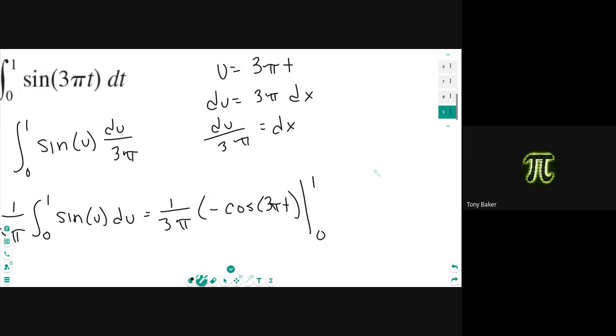So we plug in 1. We get negative cosine of 3 pi, which is negative 1, right? Negative 1, so negative negative would be a positive, so that's 1. Minus, plug in the 0, that's negative 1. So you've got 2. You put your 3 pi in the wrong spot. So it's 2 over 3 pi.